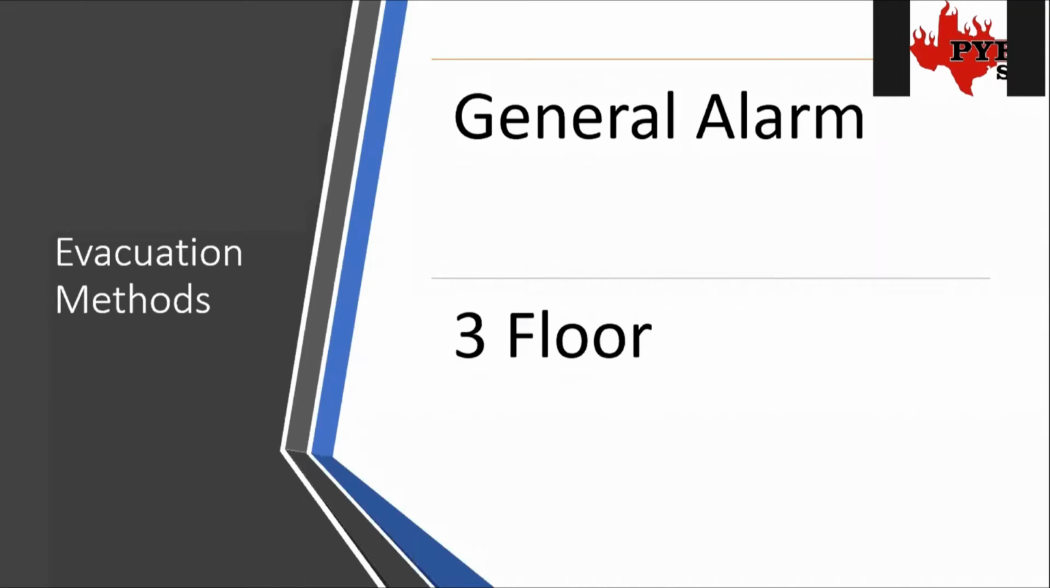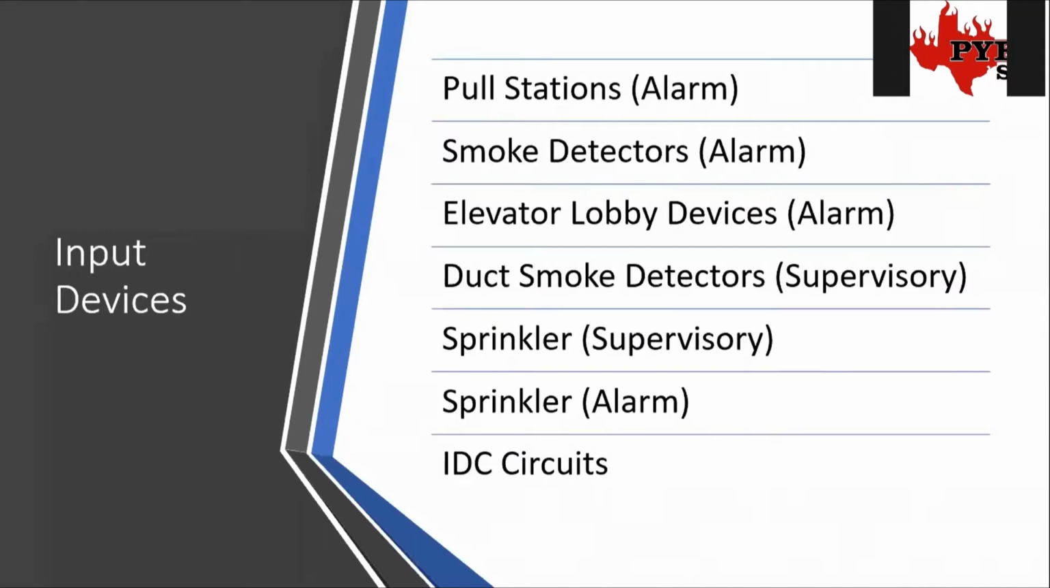So then we have our common inputs that we talked about. We have pull stations, which are alarms. Smoke detectors cause alarm. Elevator lobby devices, these are also smoke detectors, but they have some specific operations they do, so I listed them separately. Those are alarms. Duct smoke detectors, it's physically the same smoke detector head that's put in a housing specific for duct smokes, but we programmed those to come into the panel as supervisories, except in the city of Pearland. The city of Pearland Fire Marshal's office wants those to still be alarms, but other than Pearland, they're all supervisories.